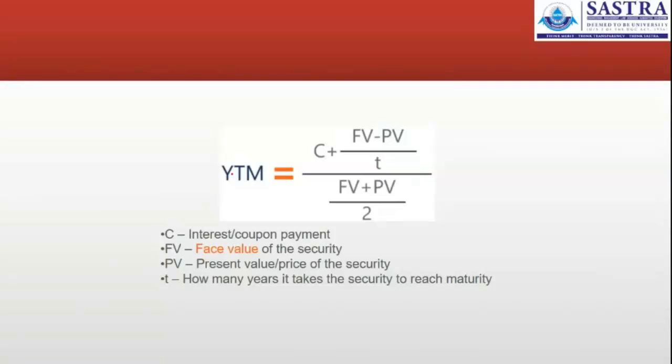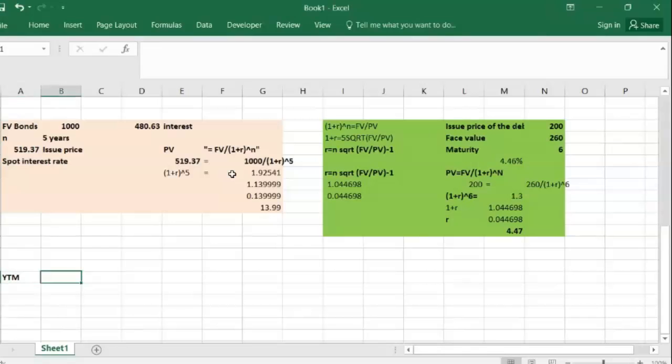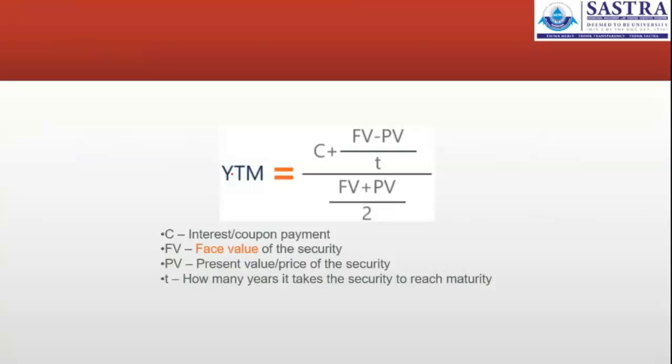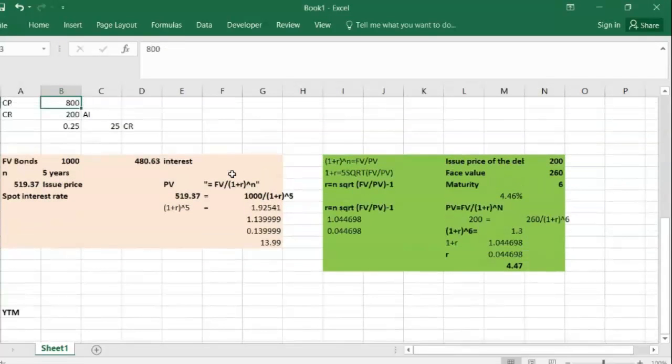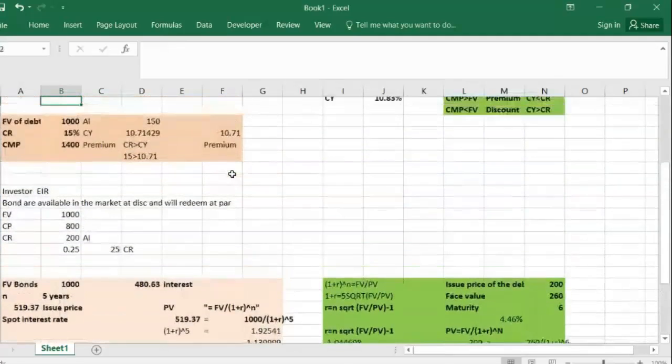Here for the yield to maturity calculation, you have this formula. It is an easy formula, and the time value is not given importance. So how is it calculated? The YTM is equal to C plus face value minus the present value, or the market value of the securities, divided by the number of years to maturity. The same YTM you can take from the previous calculation, where we have the market price.